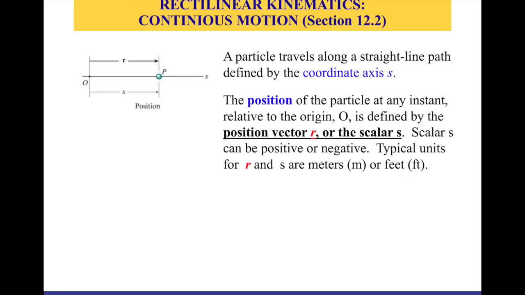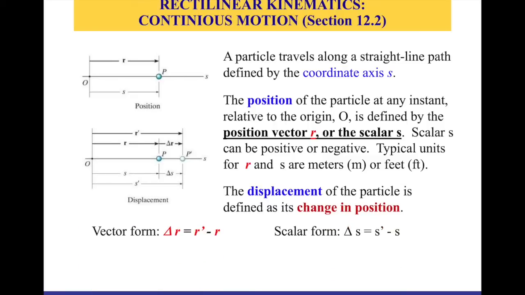Where did we start? Typical units of r, the position vector, or the scalar s, which is the point where your particle is, could be meters or feet, depending on what unit system you are using. So we first started with identifying a coordinate axis and the reference point, to make sure that we are using positive or negative quantities. Then we talked about position, and said it could be a vector or a scalar, r or s.